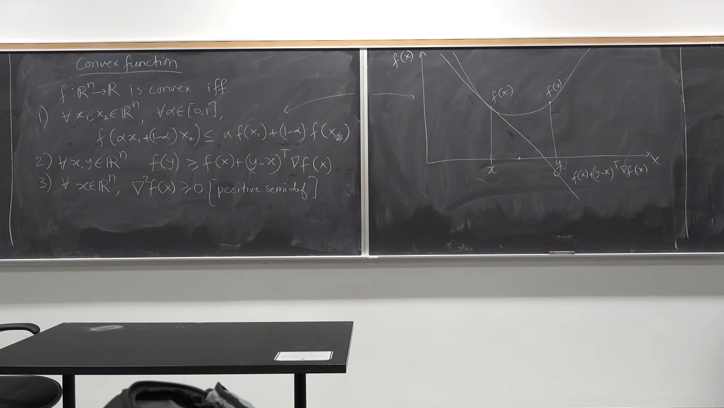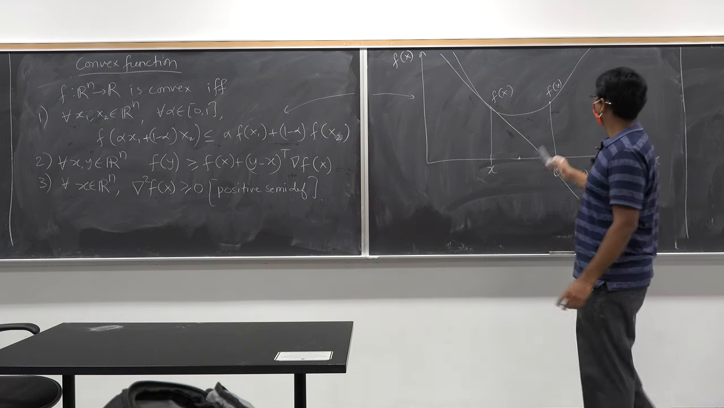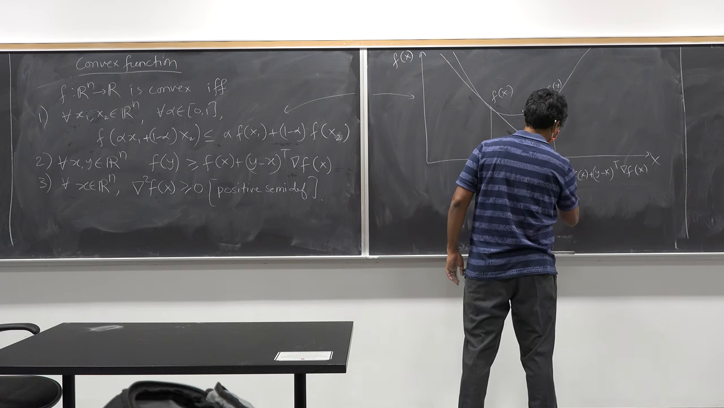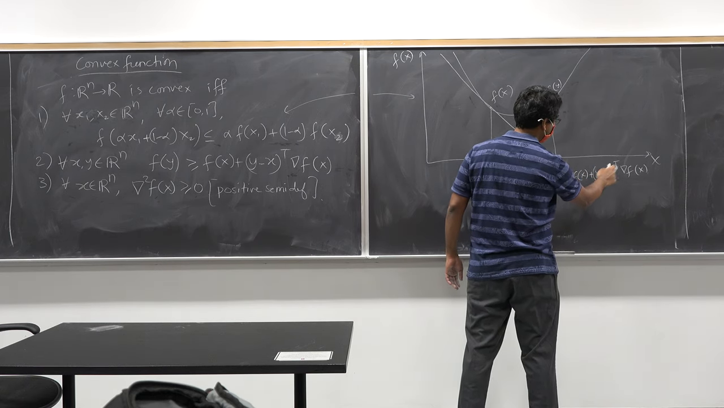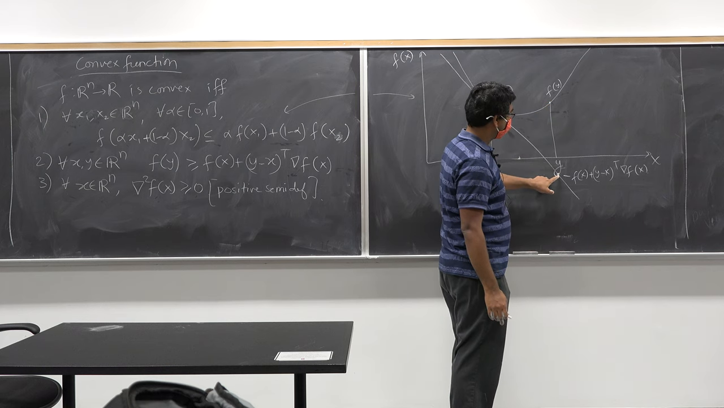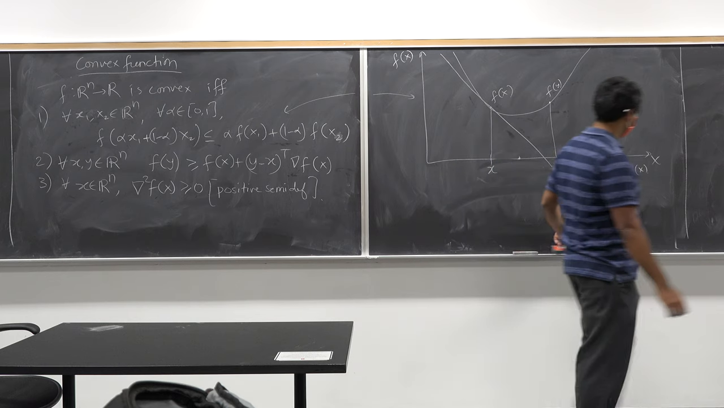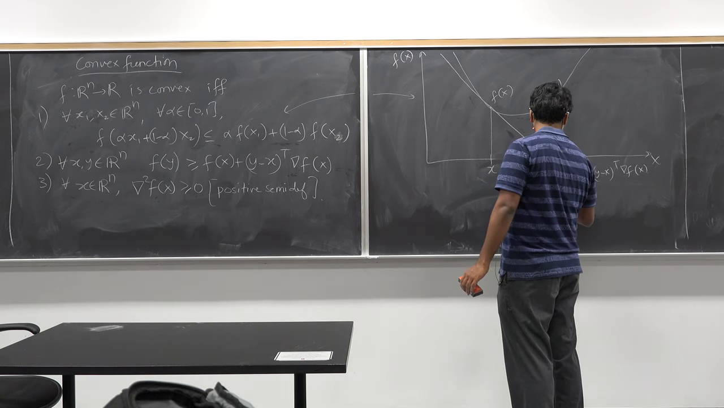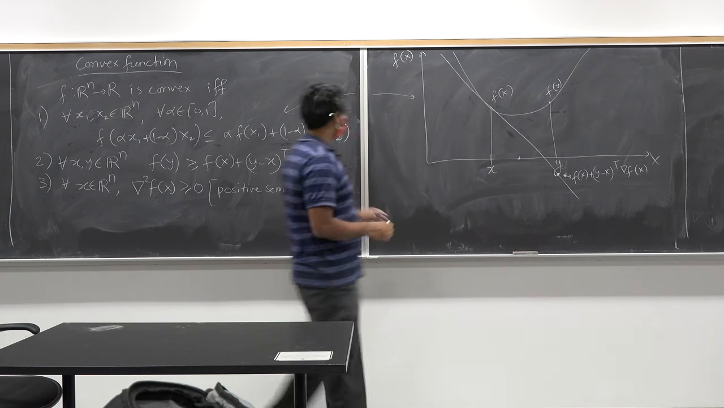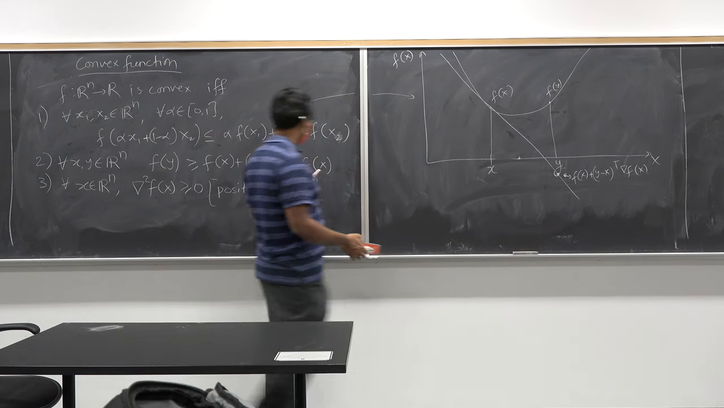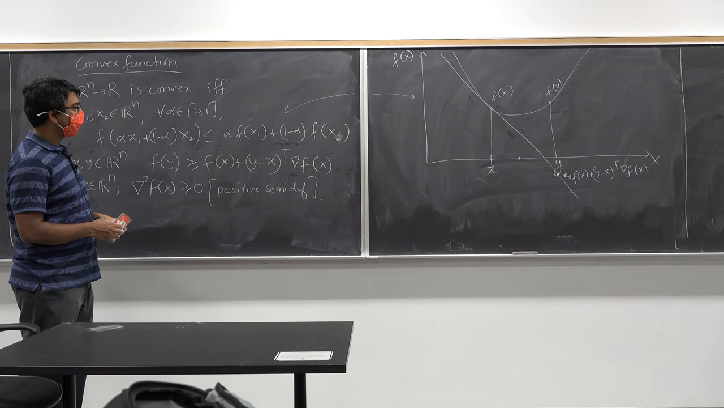Could you explain the diagram one more time, how the f of y should be greater than the hyperplane? So this is your f of y, and this point is your f(x) plus (y minus x) transpose gradient of f(x). That's this point. And as you can see, f of y is greater than this point in the figure. So this is the equation of a hyperplane that's passing through f(x) and has a slope gradient of f(x). Okay, that's just the way hyperplanes are.